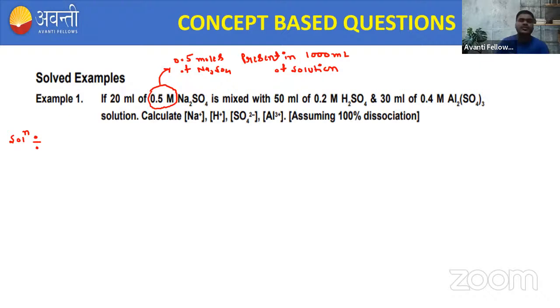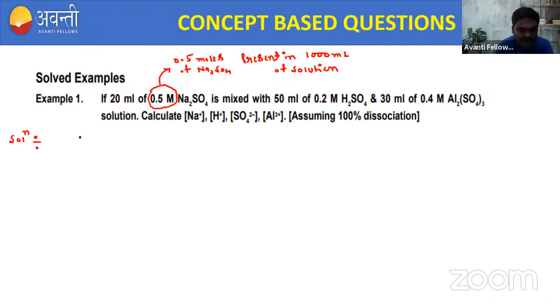So if 20 ml of 0.5 molar Na2SO4 is mixed with 50 ml of 0.2 molar H2SO4 and 30 ml of 0.4 molar Al2(SO4)3 solution, calculate the concentration of Na+ ion, H+ ion, SO4 2- ion, and Al3+ ion, assuming 100% dissociation. That is, they are completely dissociated, right? So assume this is completely dissociated.